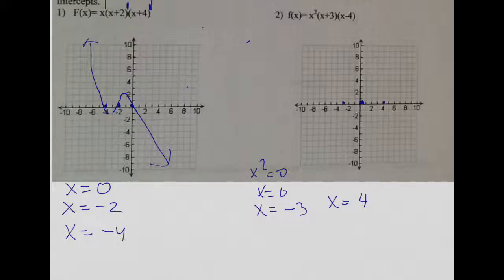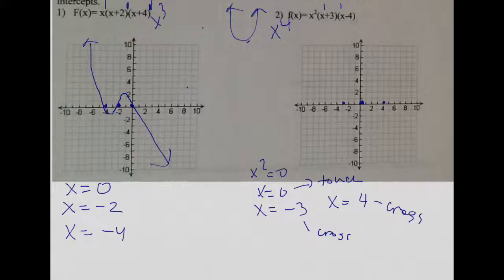Now we need to look at the exponents for each of these. So for the 0, it's an even exponent. That means it's going to touch at the 0. For negative 3, it's going to cross, and for 4, it's going to cross also. So this is a total graph of an x to the fourth looking graph, 2 plus 1 plus 1, x to the fourth graph. So it looks like an x squared graph like this. So it should have a U shape compared to number 1, which was an x to the third graph.